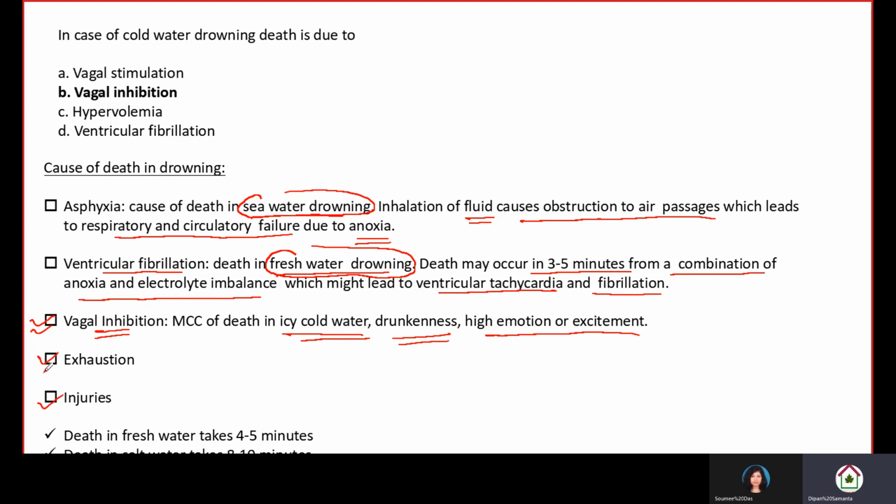Next, injury. Injury especially occurs in shallow water bodies from rocks beneath the water bed. Okay, injuries. So anyway, death in fresh water takes almost 4 to 5 minutes, while in salt water it takes 8 to 10 minutes. This is also important. In fresh water, it's less time.